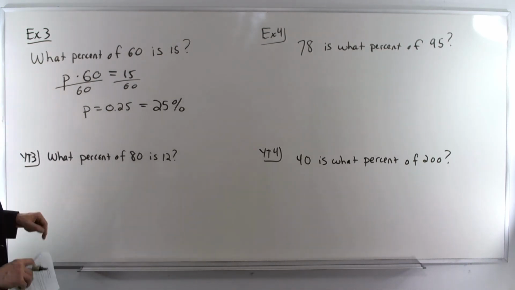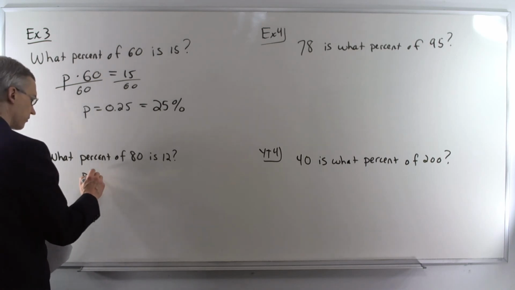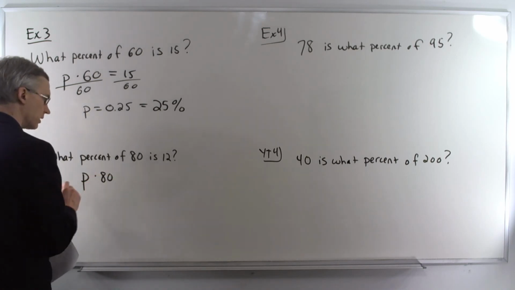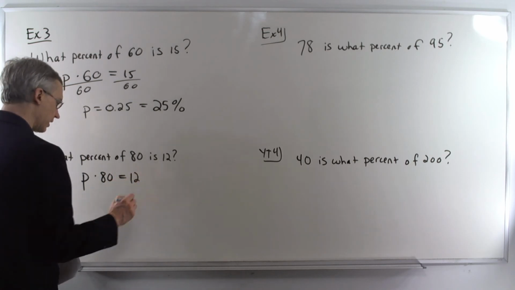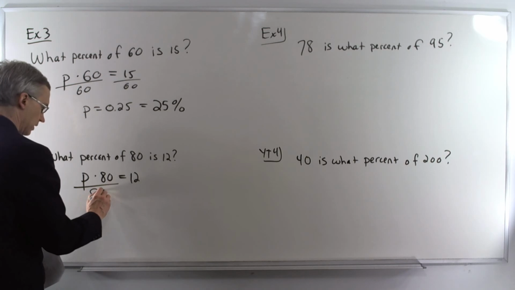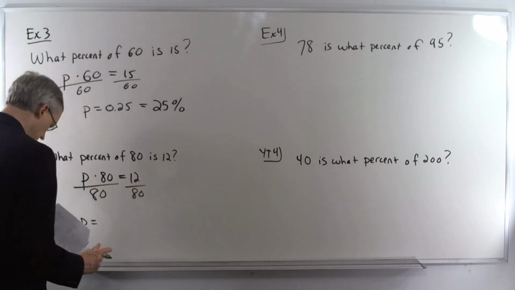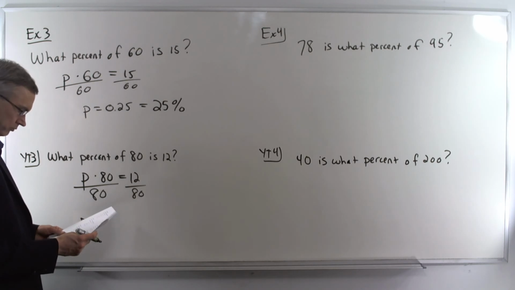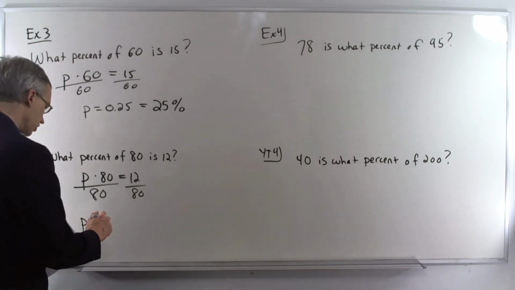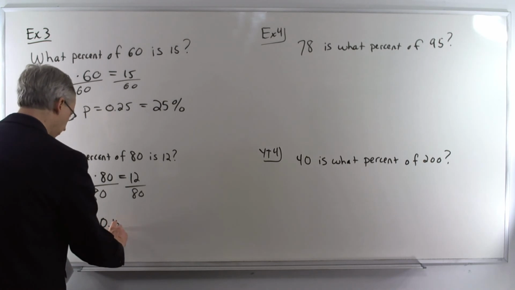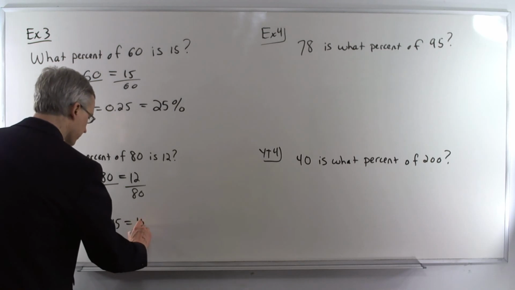What percent of 80 is 12? All right, what percent? It's P. Of is multiplication. 80 is the equal sign, and 12. Divide both sides by 80, and we get P equals 0.15. Take the decimal 2 to the right, and we get 15%.